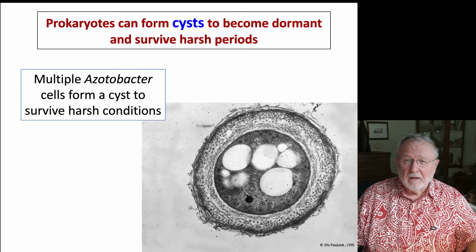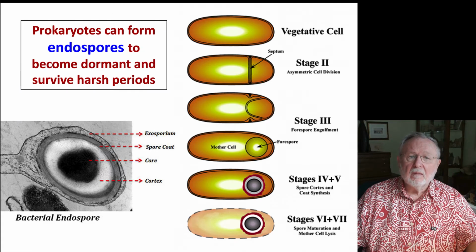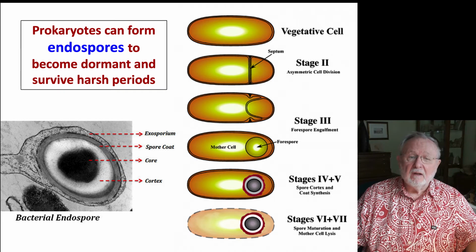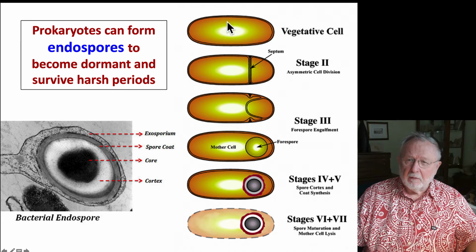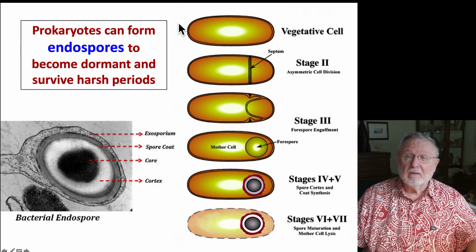We also find that some prokaryotes form cysts. Here you see azotobacteria, and you see a number of cells, and as a community, they have formed a protective cell wall to survive harsh periods. Or you might find quite commonly the concept of a spore, in which we go from a vegetative cell to one in which a cell division takes place, resulting in a mother cell which provides the nutrients and features that are necessary to produce a spore, which can last throughout a dry, harsh period.